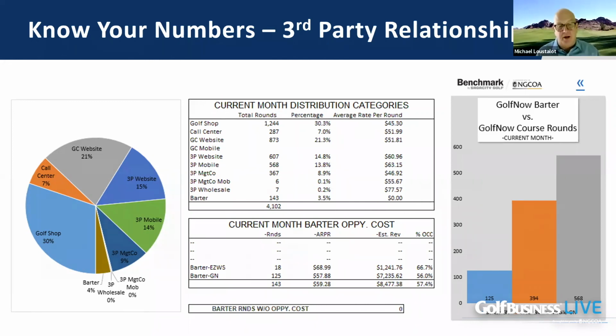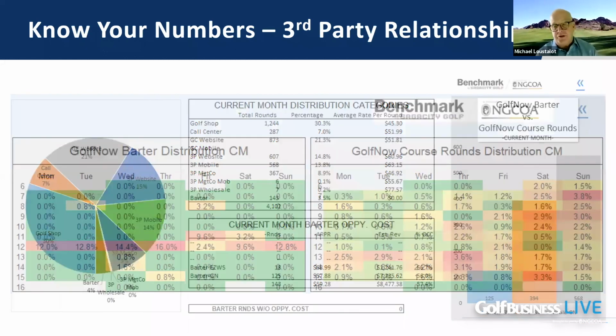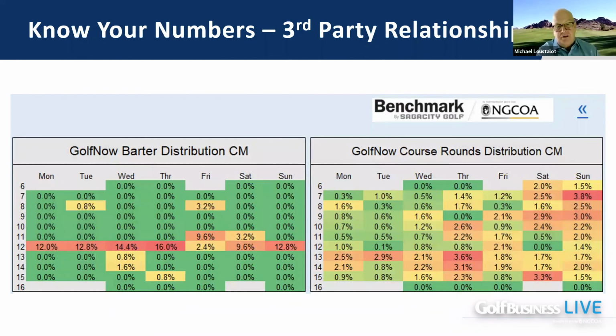This is a snapshot, as is this simple heat map. Again, if you or somebody in your organization is decent with Excel, you can whip these things out in a matter of minutes. And to be able to look at this and say, oh, guess what? 29% of my business last month came from a third party, and 53% of that business was booked on Friday, Saturday, and Sunday. That's important to know.